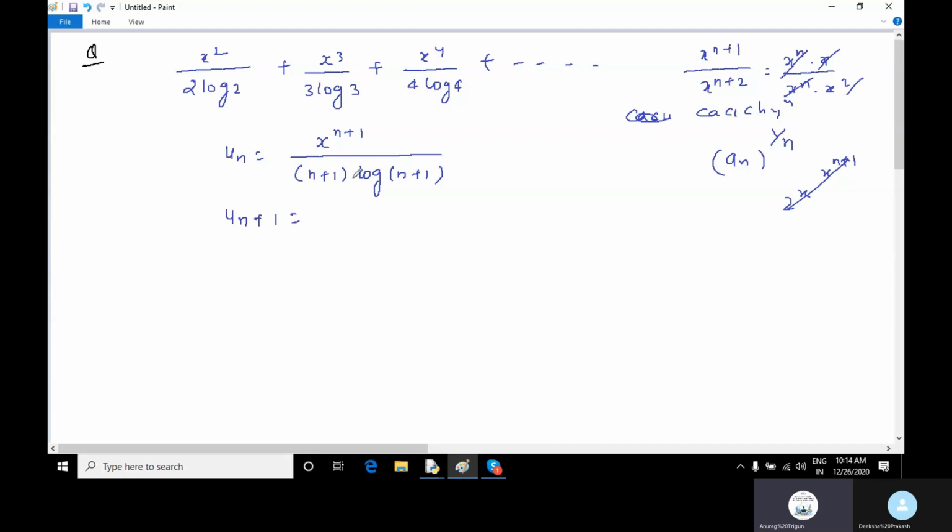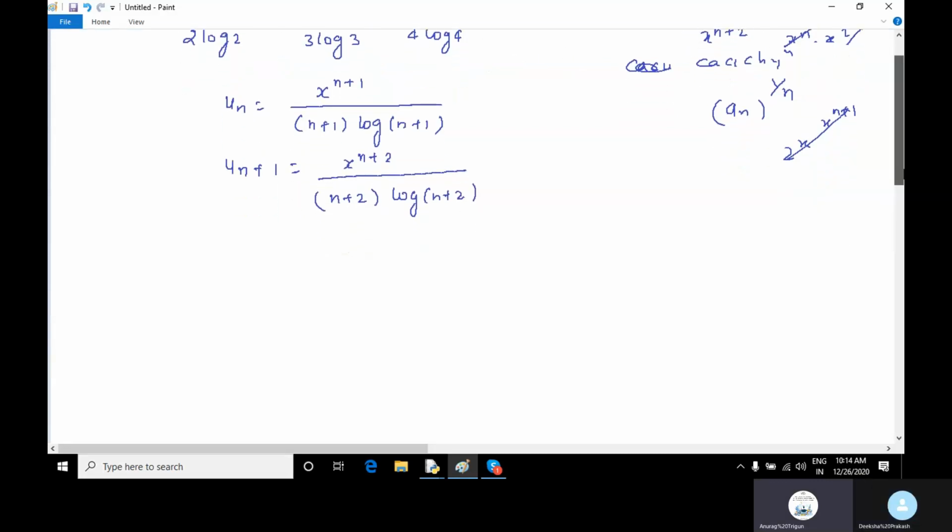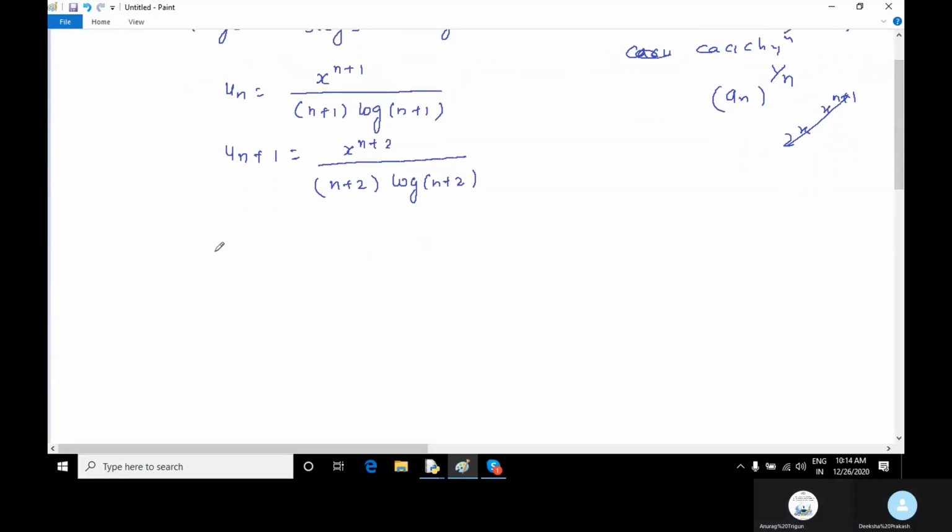So here u of n plus 1, I will do it, then what will I get? x power of n plus 2, log of n plus 2, right? So now I will divide it, u of n plus 1 by u of n, the one I have taught in college. So u of n plus 1 by u of n, as n tends to infinity, you do it.